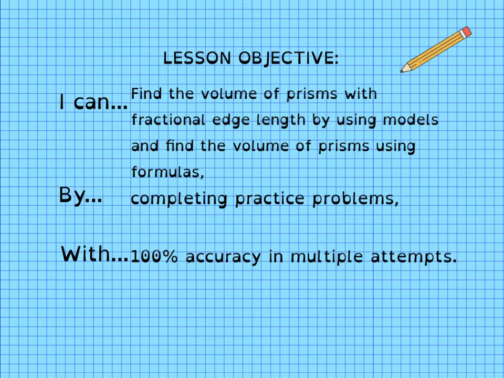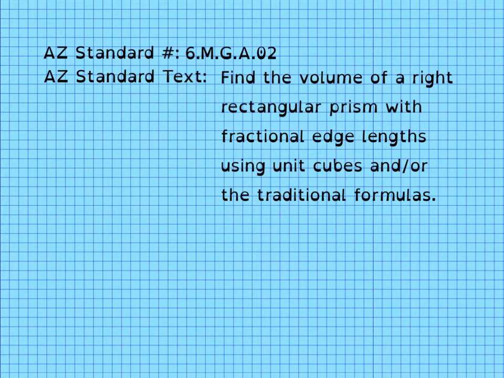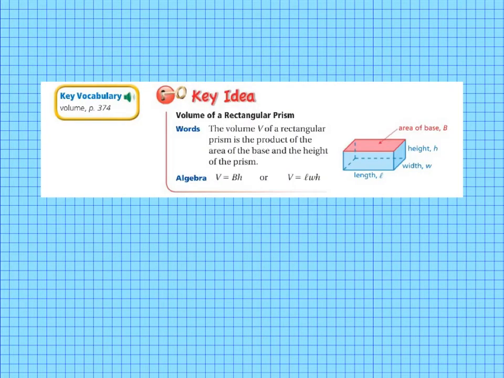Today's objective is I can find the volume of prisms with fractional edge lengths by using models and find the volume of prisms using formulas by completing practice problems with 100% accuracy in multiple attempts. The standard we'll be working on today is find the volume of a right rectangular prism with fractional edge lengths using unit cubes and/or the traditional formulas.